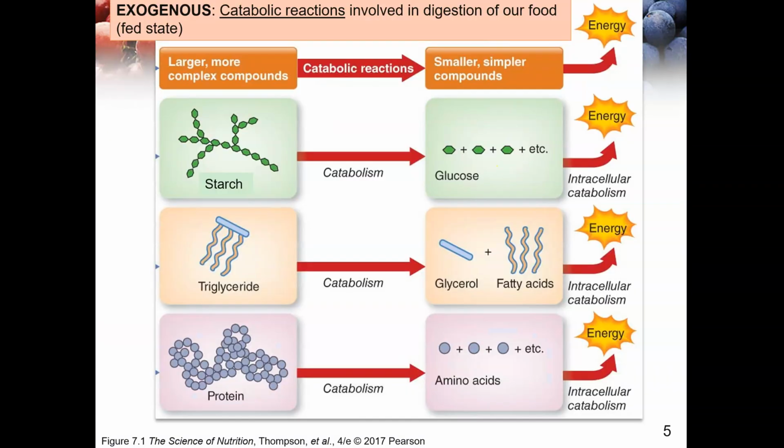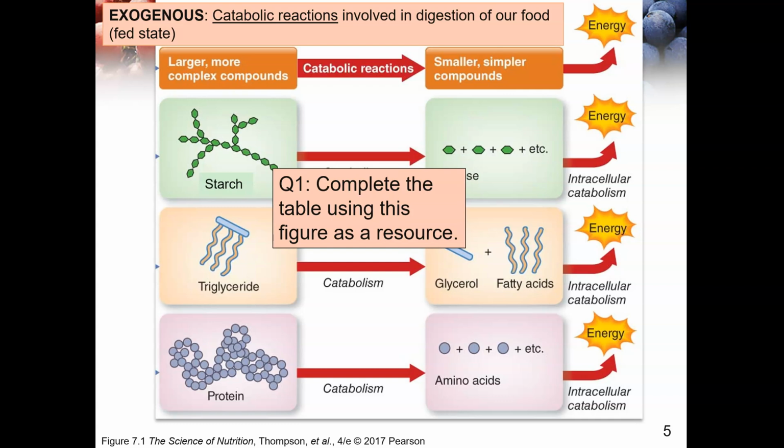Again, this is exogenous. So this is starch and triglycerides and protein from our diets, and they undergo catabolic or breaking down reactions, and they were broken down into smaller compounds. So starch is broken down into glucose, and that releases energy. Triglycerides are broken down into glycerol and 3 fatty acids, also releases energy. And proteins are broken down into amino acids. So all of these processes are catabolic or breaking down, and they all release energy.